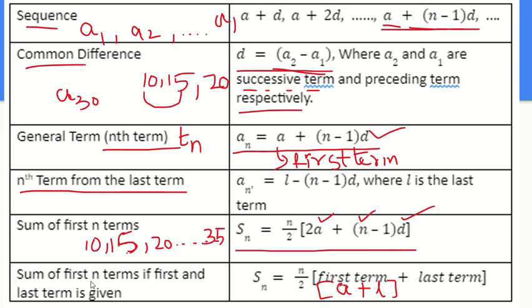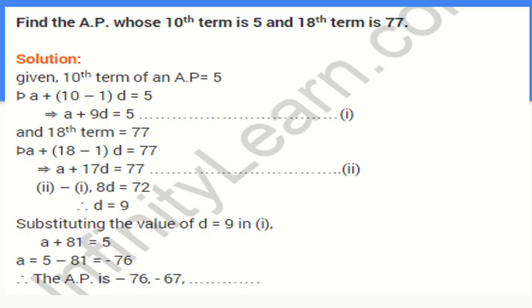So these are some formulas you have to know in AP to find either the sum of the series or the common difference, or to find the first term, like that. Now we are going to see how we apply those formulas in the problems. So let us read the first problem.